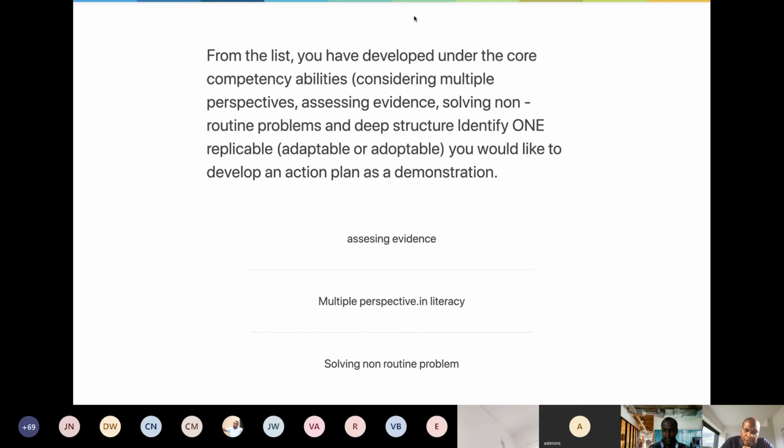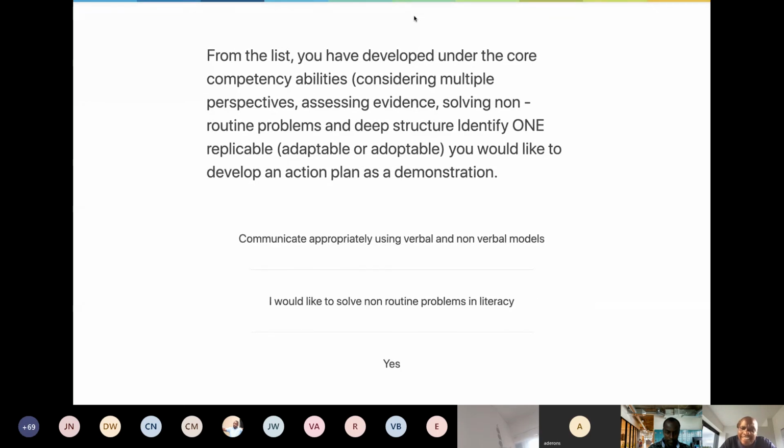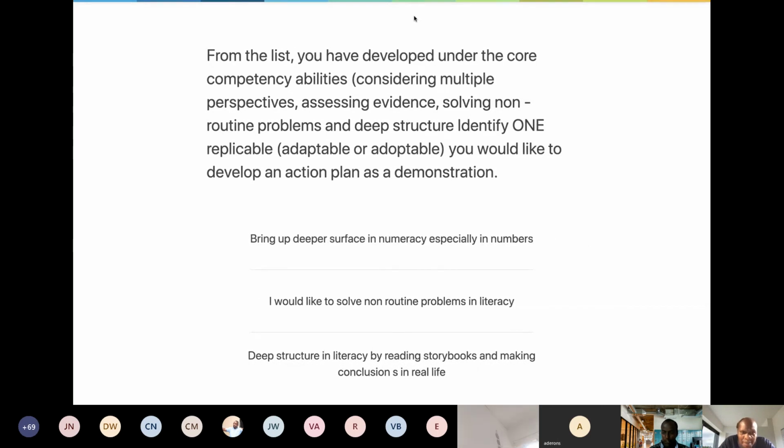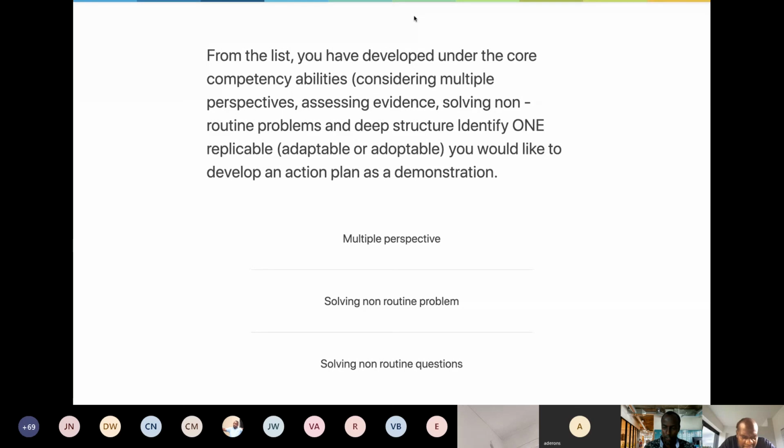Thank you, Abdi. So far, I've seen one which is closer to what we want. I want more. If I get five, communicate appropriately using verbal and non-verbal modes. Yes, that's a bit better. I like this, communicate appropriately using verbal and non-verbal modes. Eliciting evidence, we need more information on that. Assessing evidence, we need more information. Solving non-routine problems, let us go deeper into it. Let us make it into a statement. We are looking for statements, not titles.